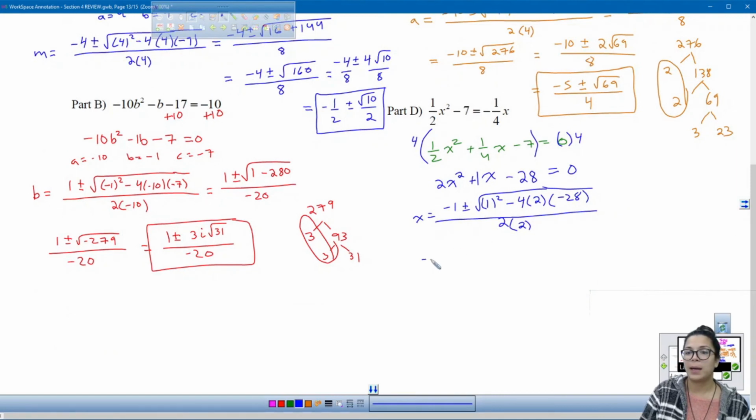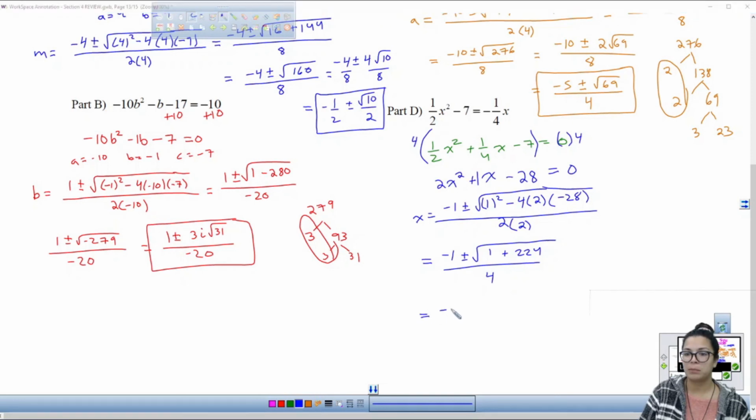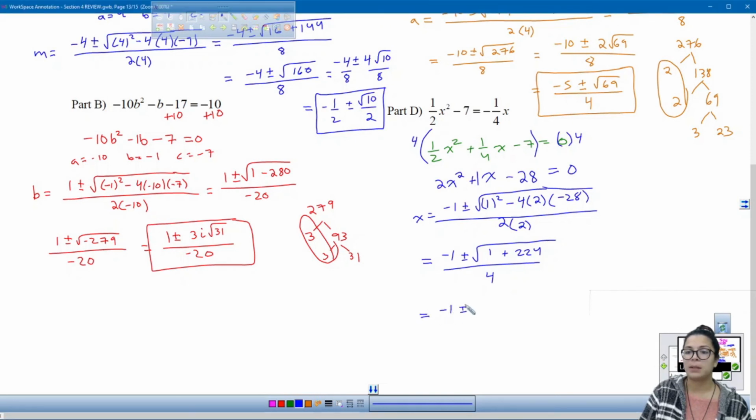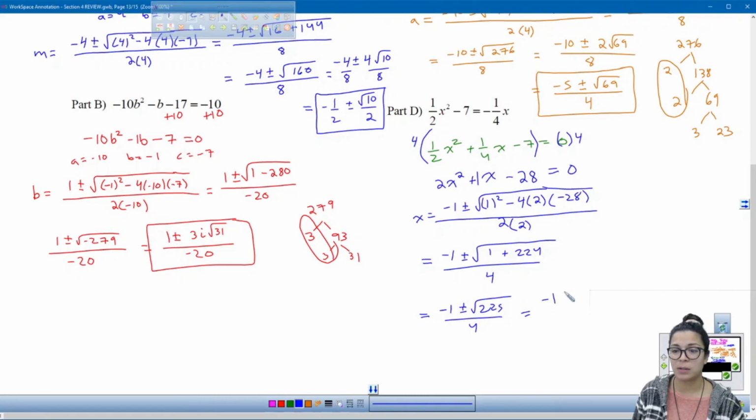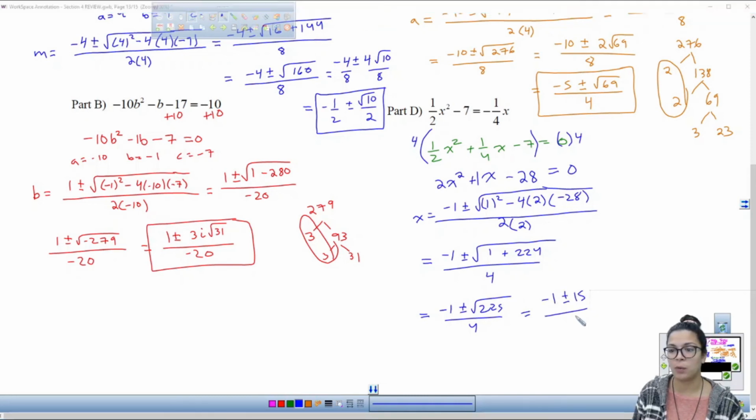So from here, we can go ahead and simplify. Like I mentioned already, 1 squared is just 1. Negative 4 times 2 times negative 28 is positive 224. So this is 1 plus 224, all over 2 times 2, which is 4. I have negative 1 plus minus the square root of 225 over 4. Now the square root of 225 is actually 15, right? So this is negative 1 plus minus 15 over 4.